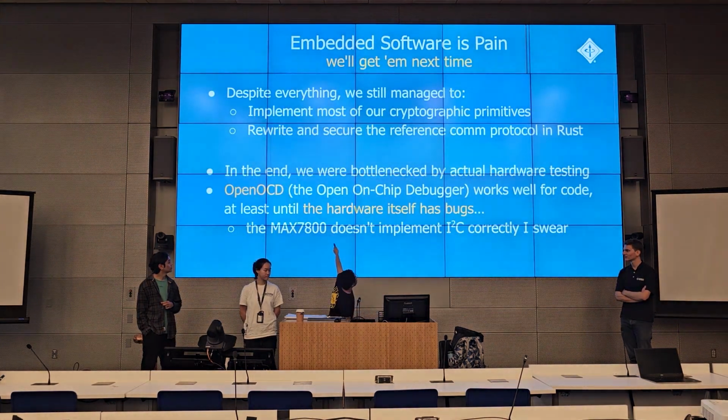Finally, we also did manage to do a lot. We actually managed to get a decent amount of Rust. A lot of the base code provided to us was written in C, so we rewrote a decent amount in Rust, and we found a decent number of really interesting bugs in it as well in the process of doing so. And in the end, we were kind of just actually bottlenecked by a lot of hardware testing.